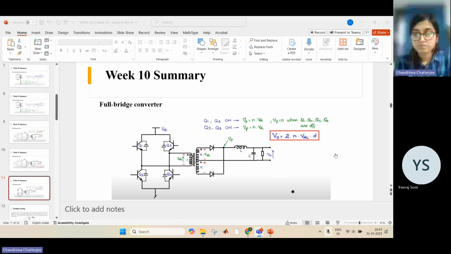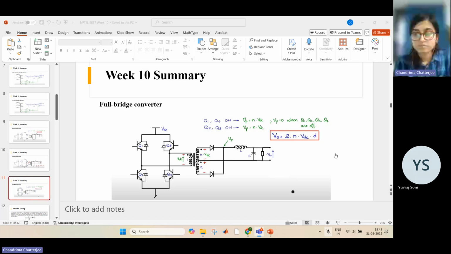What is the average current through each transistor? The average current through each transistor is IQ equals I in by 2, half the input average current. Why? Because when Q1 is on, the input current is carried by Q1, and when Q2 is on, the input current is carried by Q2.